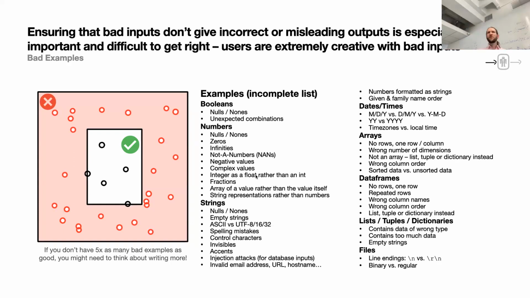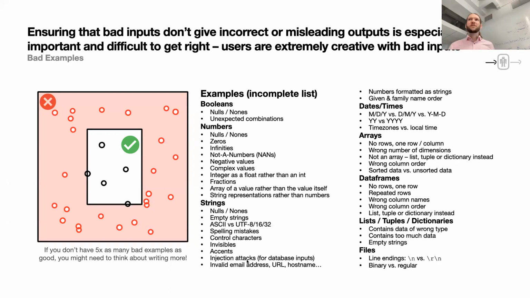And then maybe your users are doing weird things, like your code is expecting an integer and they put it in as a float, or maybe they like fractions, or maybe they give it an array of a single value rather than just the value itself. And maybe they're going to give you a string representation. Maybe they're going to write out 1, 2, 3, 4, 5 in a string and expect that your code deals with that.